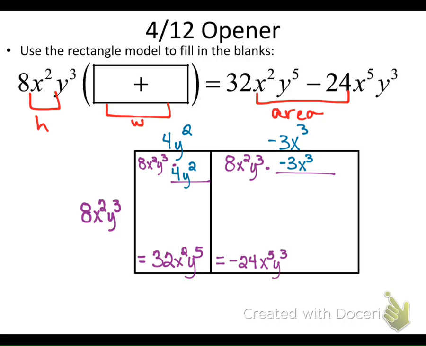So what's my answer? 4y to the second is my first height. Or excuse me, my first width. Negative, so negative what? There we go. That's it. That's what we're doing today.